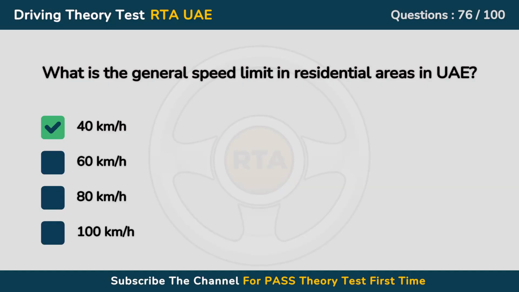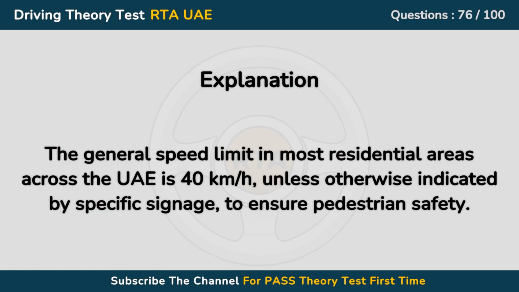Answer is A. 40. The general speed limit in most residential areas is 40 km per hour, unless otherwise indicated by specific signage, to ensure pedestrian safety.